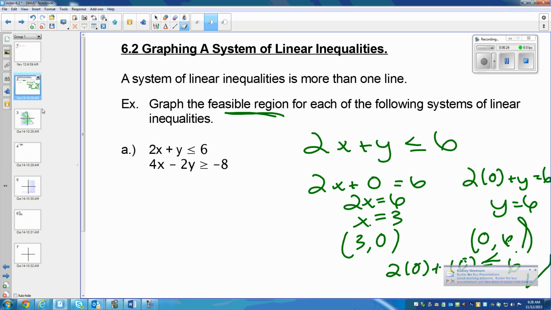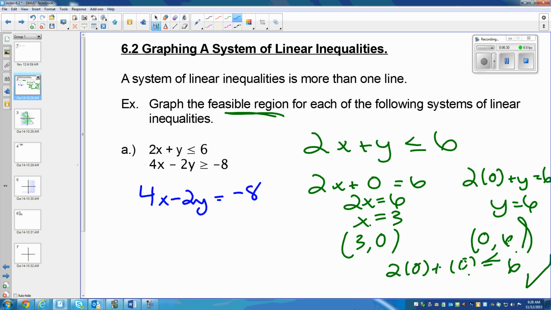So, with this one, 4x minus 2y equals negative 8. I put the equal sign because I'm looking for just the line, right? Then we don't have to worry about flipping the sign if we're multiplying or dividing by a negative number. We're just looking for the line to draw. How do I get it into y equals mx plus b form? Minus 4x, so I get negative 2y is equal to minus 4x minus 8.